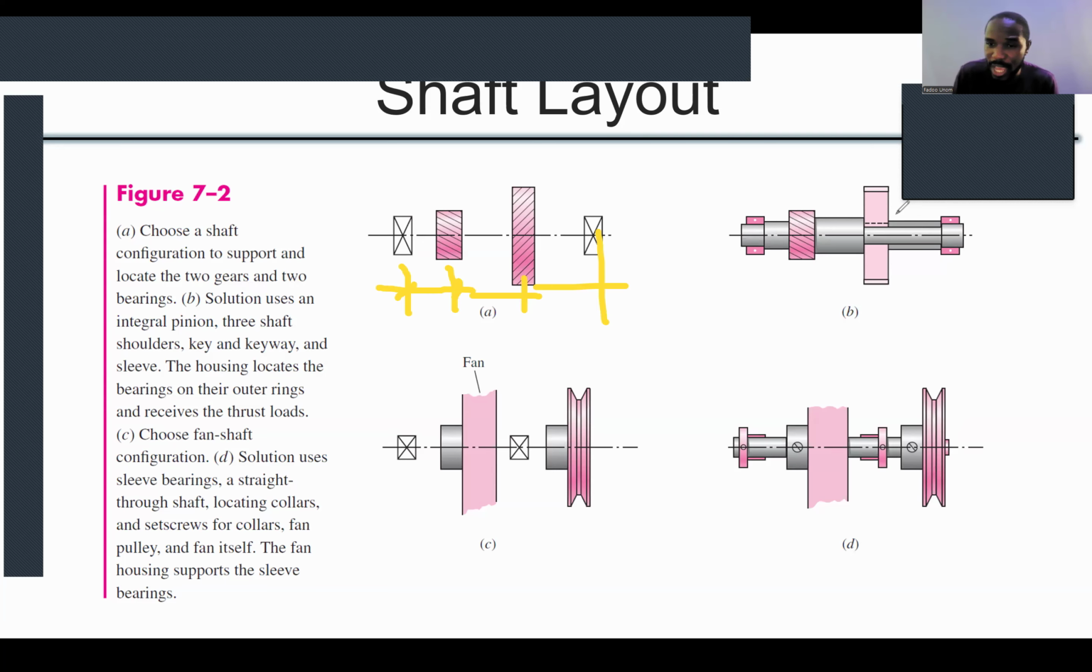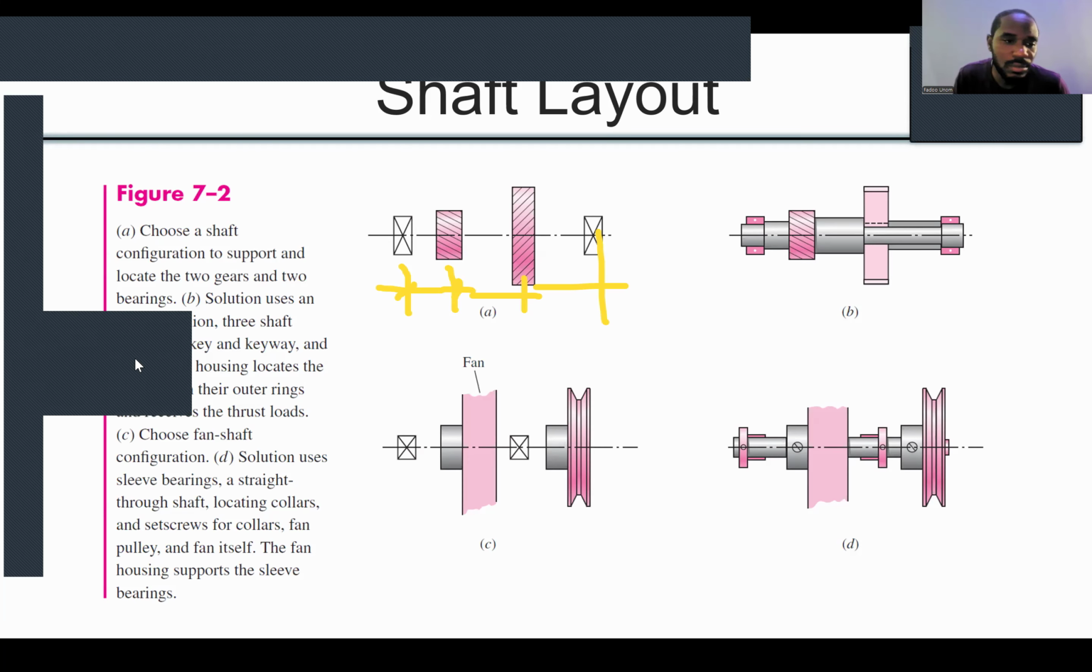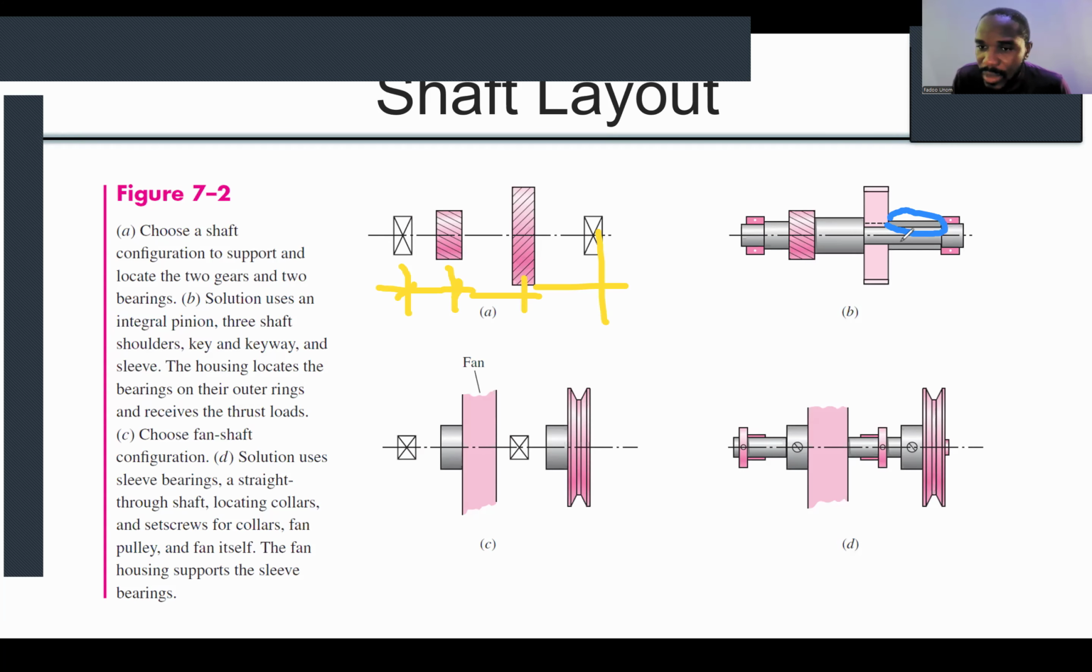Okay. For the second gear, I fit it from the other end. But there's something here. There's what you call, what's the name now? Do I have it somewhere here? A sleeve. No, is it a sleeve? A locating collar. Let me change my color. Blue. This stuff here is a locating collar, okay?